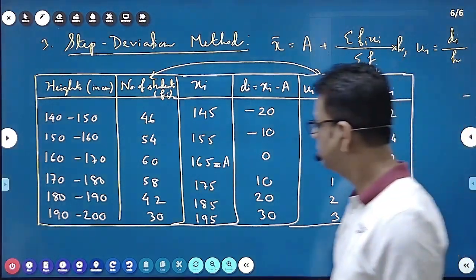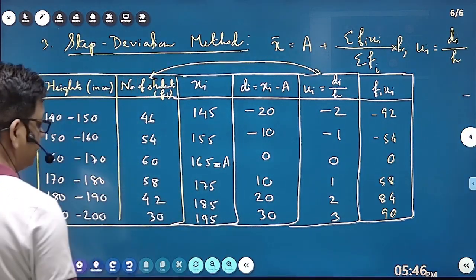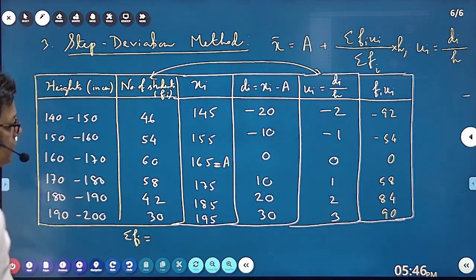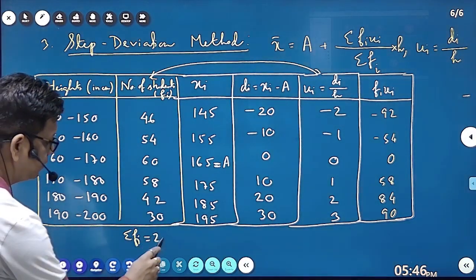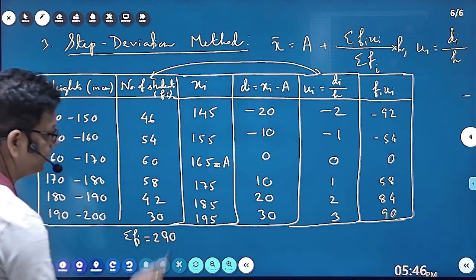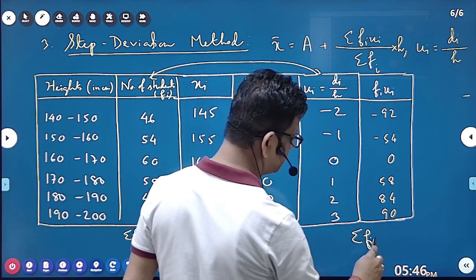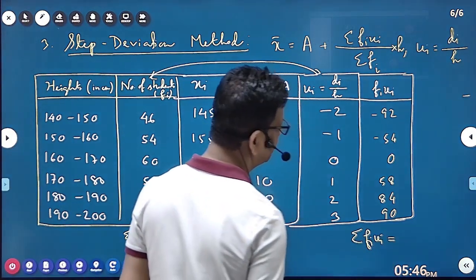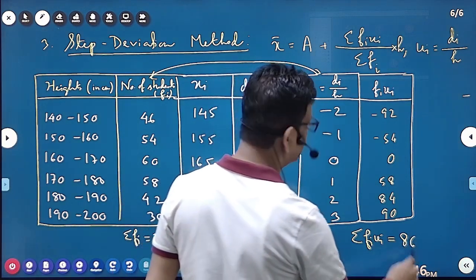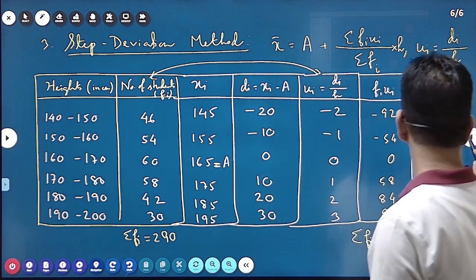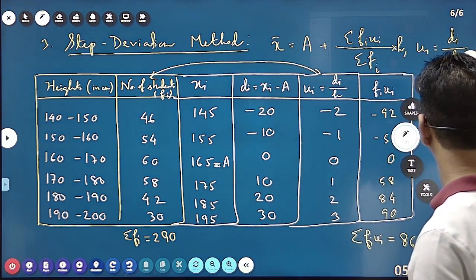Correct? So as I told you always, in this method for finding mean, we just find the summation of fi. Any idea? 290. Okay. And then we find the last column, the summation of the last one, fi ui. How much? 86. Okay. Now everything is ready. Just put it in the formula. So I'm doing it there itself.